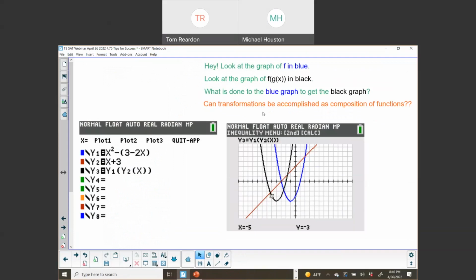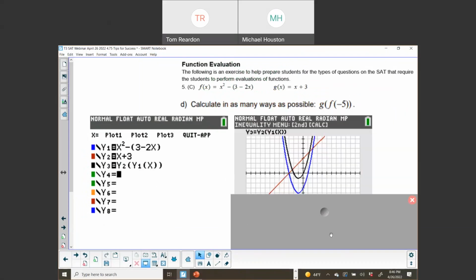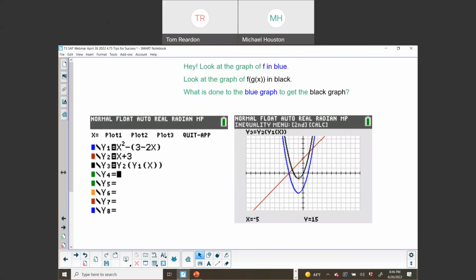And my question is, can transformations be accomplished as composition of functions? We'll hold off on that answer because now we're going to go the other direction. Okay, go the other direction. I'm going to do y2 of y1, and I'm going to get this. So again, blue is my starting function. This is my composition of the two. What's done to blue to get to the black?